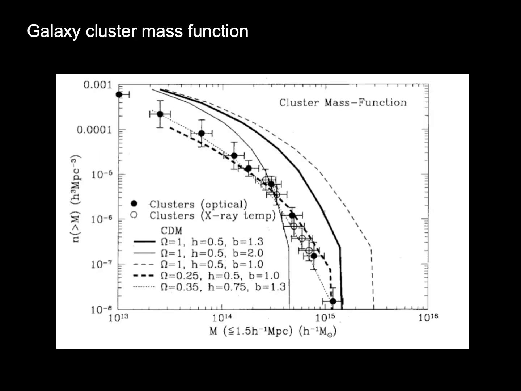And the cluster mass function, I'm afraid, is now plotted in mass rather than in absolute magnitude. Perhaps that's more straightforward. This is now for galaxy clusters rather than individual galaxies, but it looks much the same. You have many low mass clusters, you have few high mass clusters, and that's again in keeping with the expectations of the structure formation that we've just discussed.